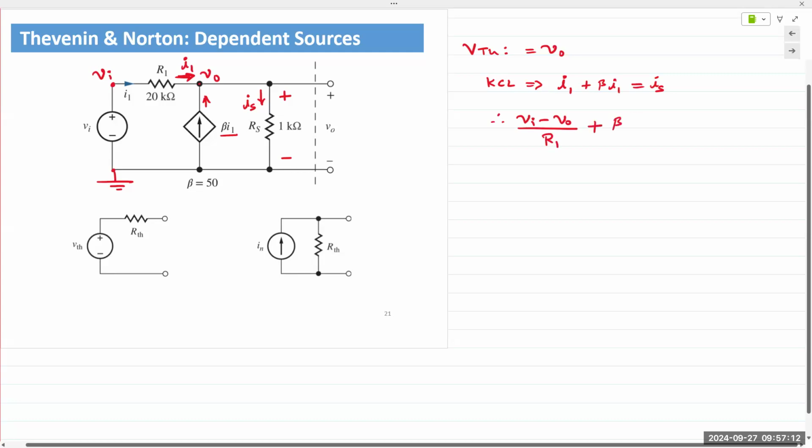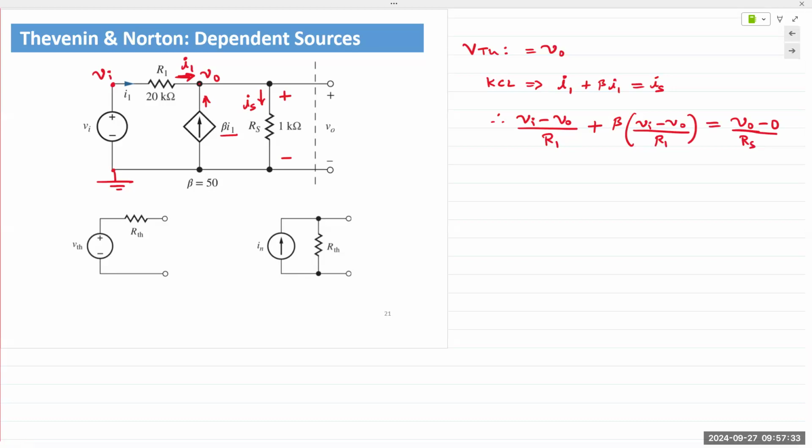And then the same thing here, because I already have my equation, now the unknown is eliminated. Then IS is coming down from the top, so it's VO minus 0, because my reference at the bottom node has a value of 0 volts. So VO minus 0 divided by RS, that is my equation. I treat the dependent source as any other current. If it was a dependent voltage source, I would perhaps write a KVL expression, right? Because it's a dependent current source, I treat it like any other current in the circuit.